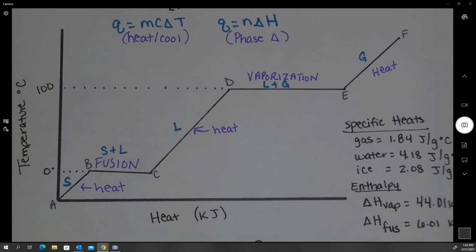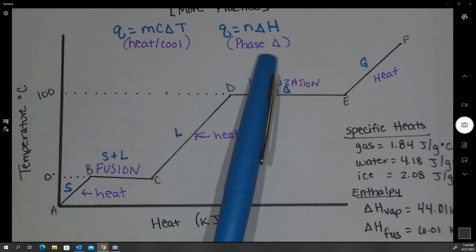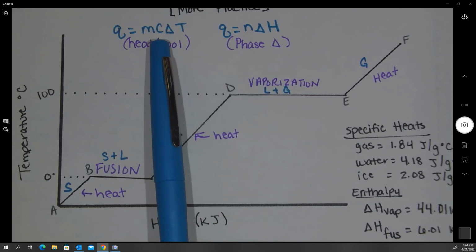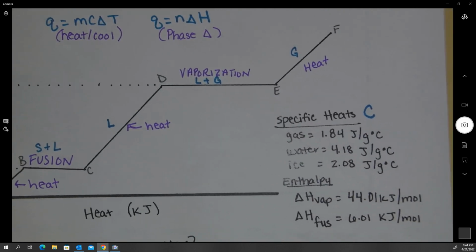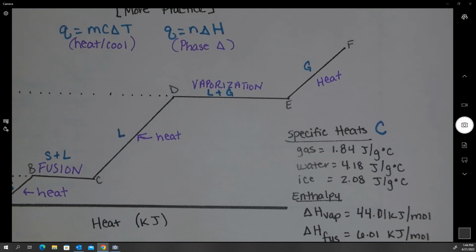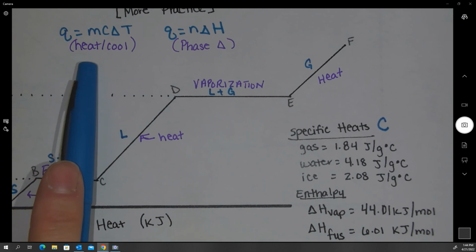So we've got two equations. We've got our equation for heating and cooling. We've got our equation for phase change. C is known as specific heat. So I'm going to go ahead and put a C over here so that you know that that's specific heat. You use specific heat when you are heating or cooling. The key word there is heat in specific heat, okay? So that's your hint that you use it when you're heating or cooling.